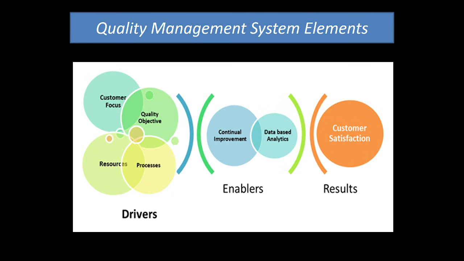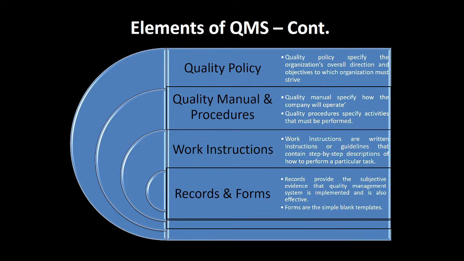The last is results. On the far right, we see the ultimate goal of the quality management system, customer satisfaction. If the drivers are strong and the enablers are functioning well, the result is predictable. We meet customer expectations and even exceed them. Customer satisfaction is the real measure of whether our QMS is effective.